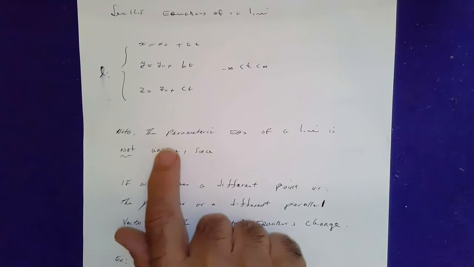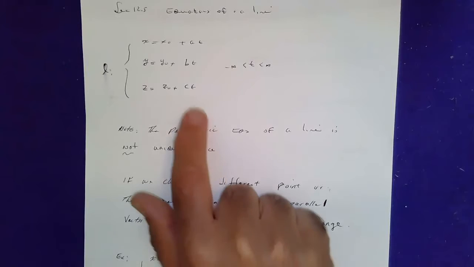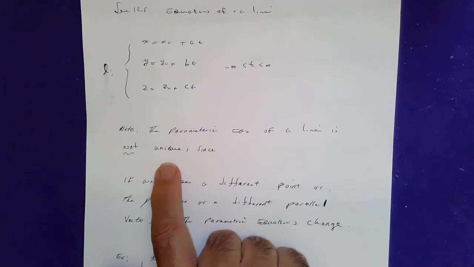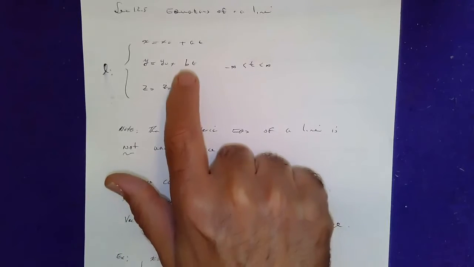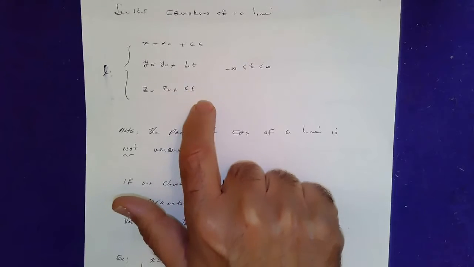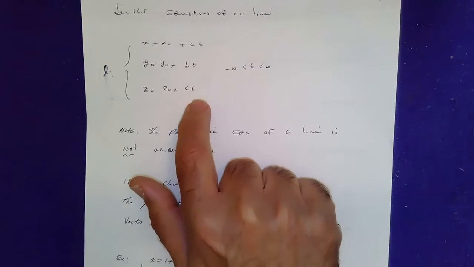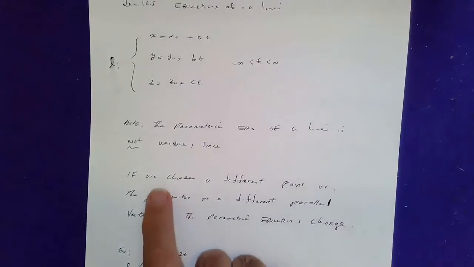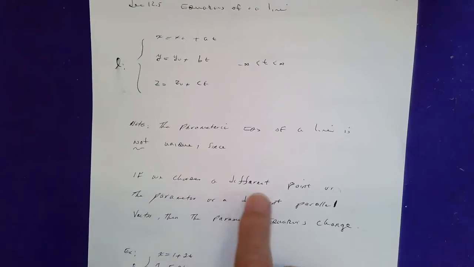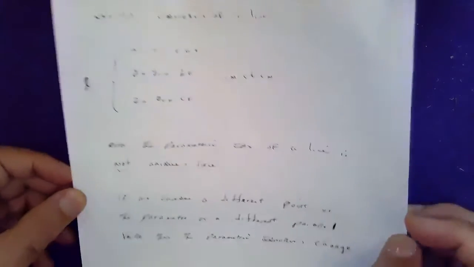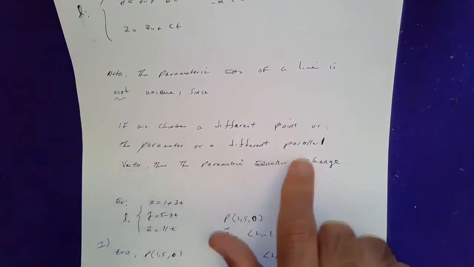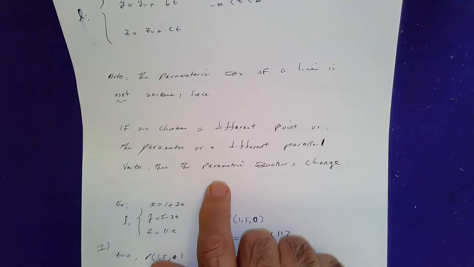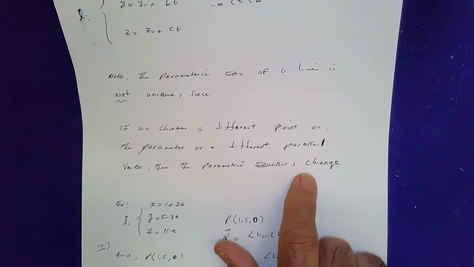I just want to make sure that we all know that the parametric equations of a line are not unique. In other words, this is not the only correct answer. So the equation which you see here is not one of a kind. Why? Because we can choose a different point or different parameter or different parallel vector, and that definitely changes the equation.